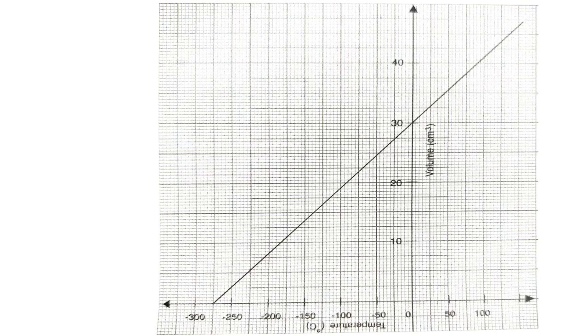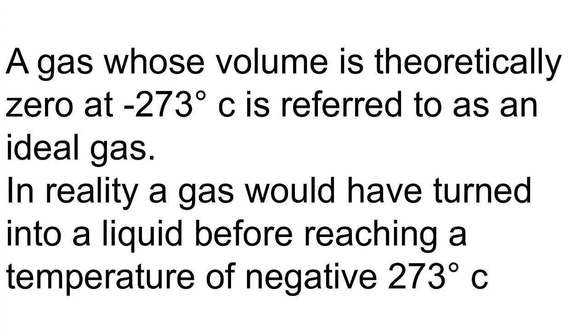It is a straight line cutting the x-axis at negative 273 degrees Celsius. And that is how the graph of Charles' law is represented. It's normally a straight line which passes through negative 273 on the x-axis. Now, let us interpret this graph.